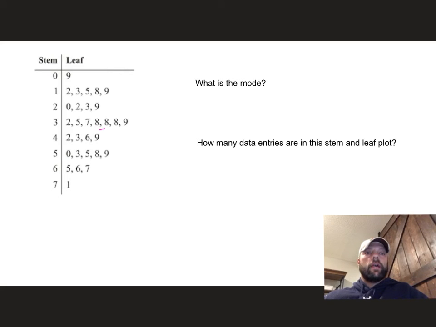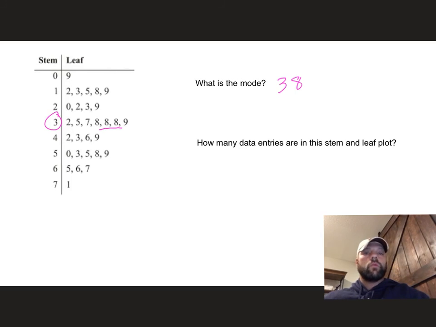So I see I have 3/8, and I don't have any other number that is repeated. When I look at the 3/8, there's a 3 in front of them. So what number is that? Yes, it is 38.